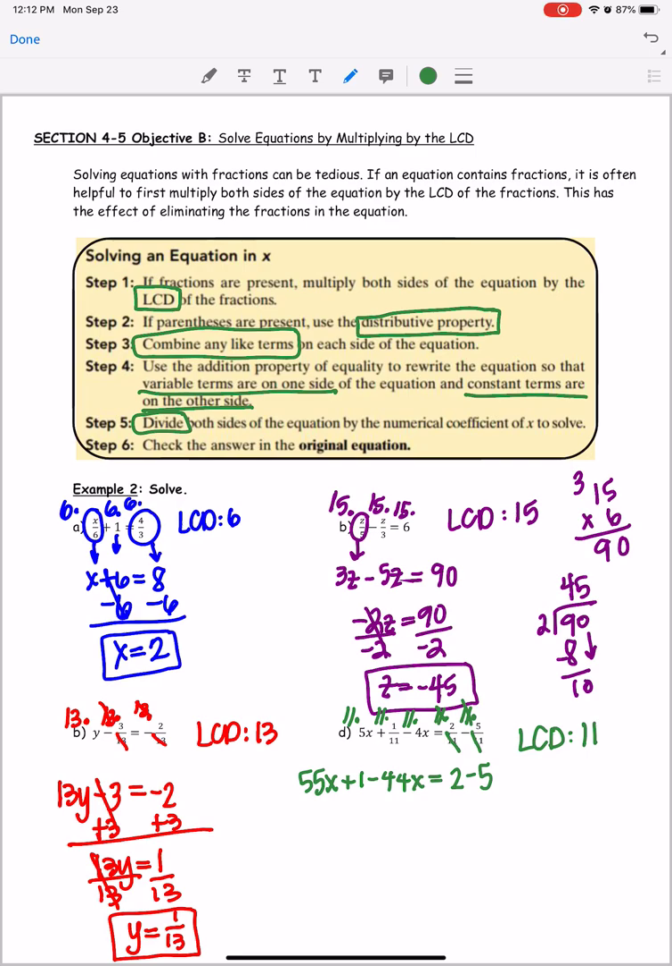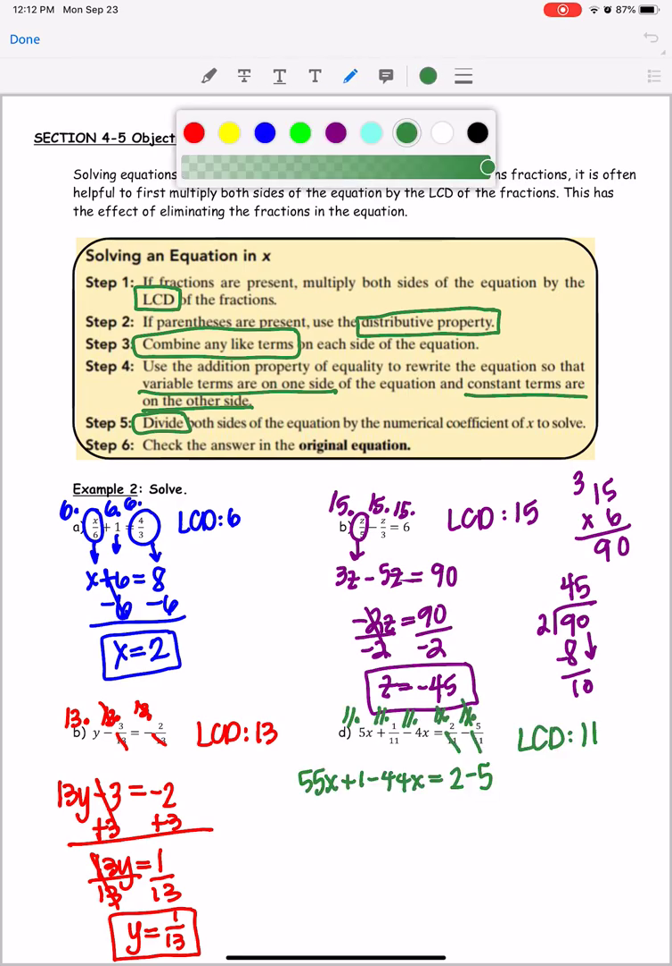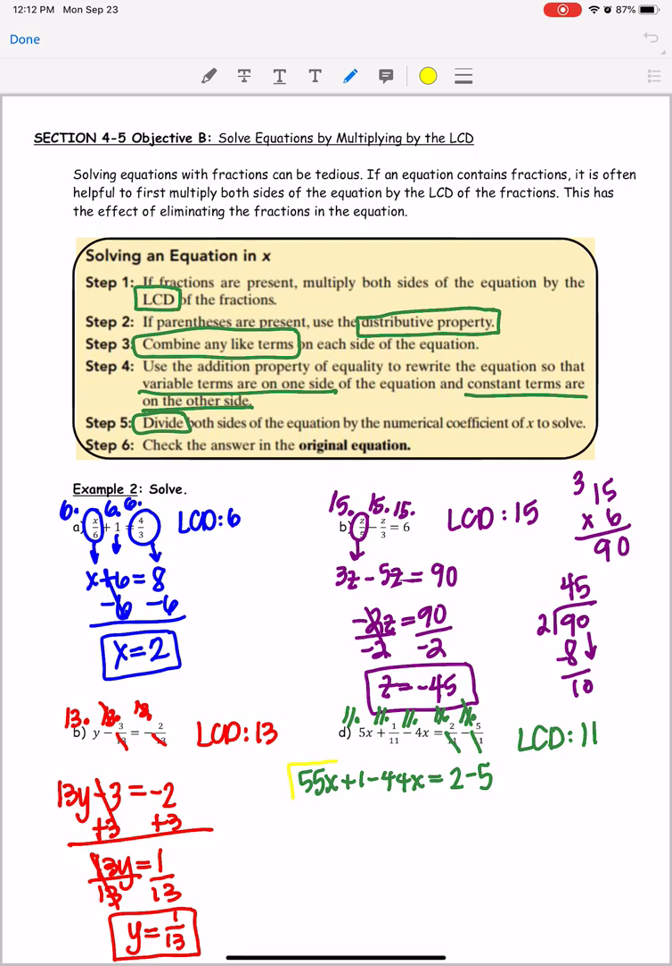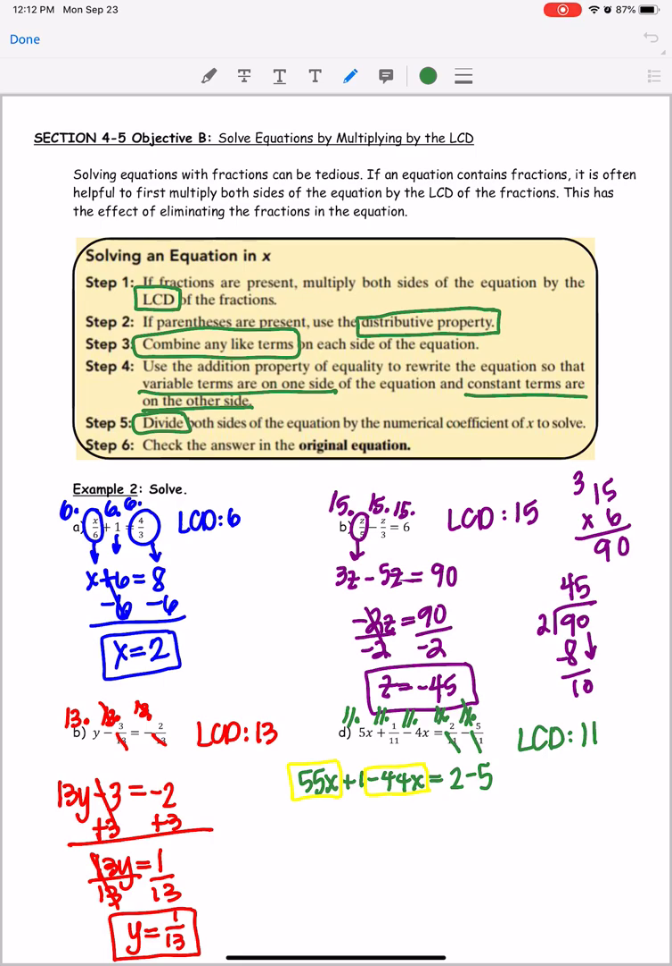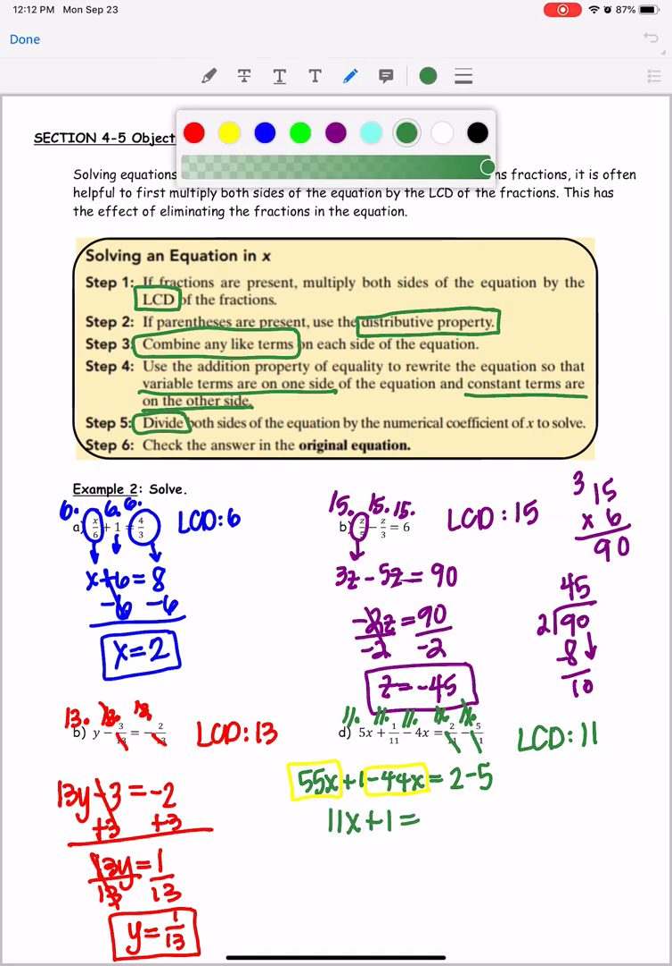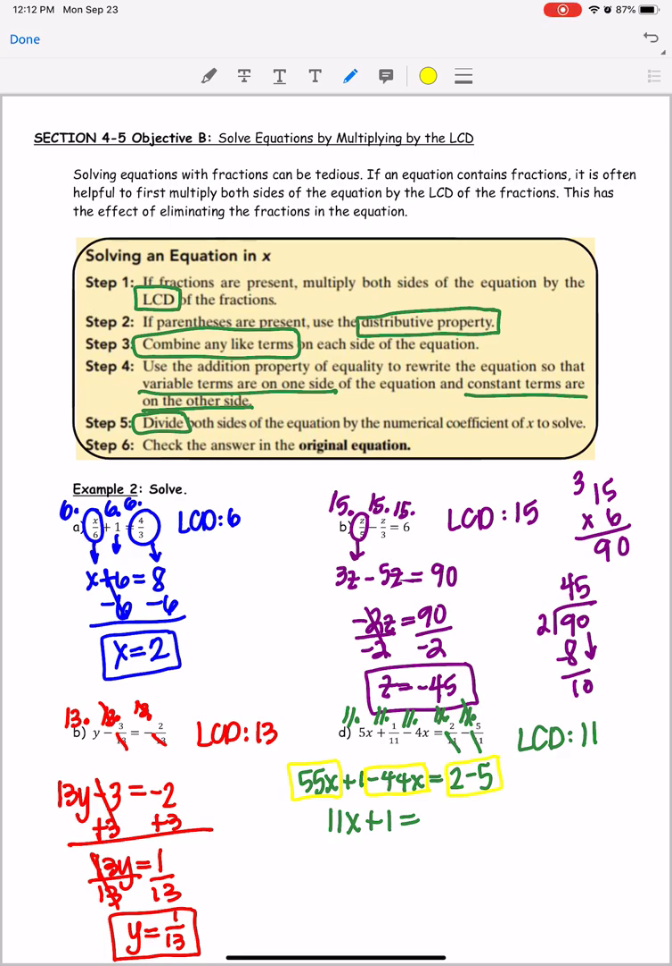I need to combine my like terms. So on the left side, we have a 55x minus 44x. Keep that sign in front. So 55 minus 44 gives me 11. So 11x plus 1 equals, on the right side, these are both like terms, so let's combine those. So 2 minus 5 is a negative 3.